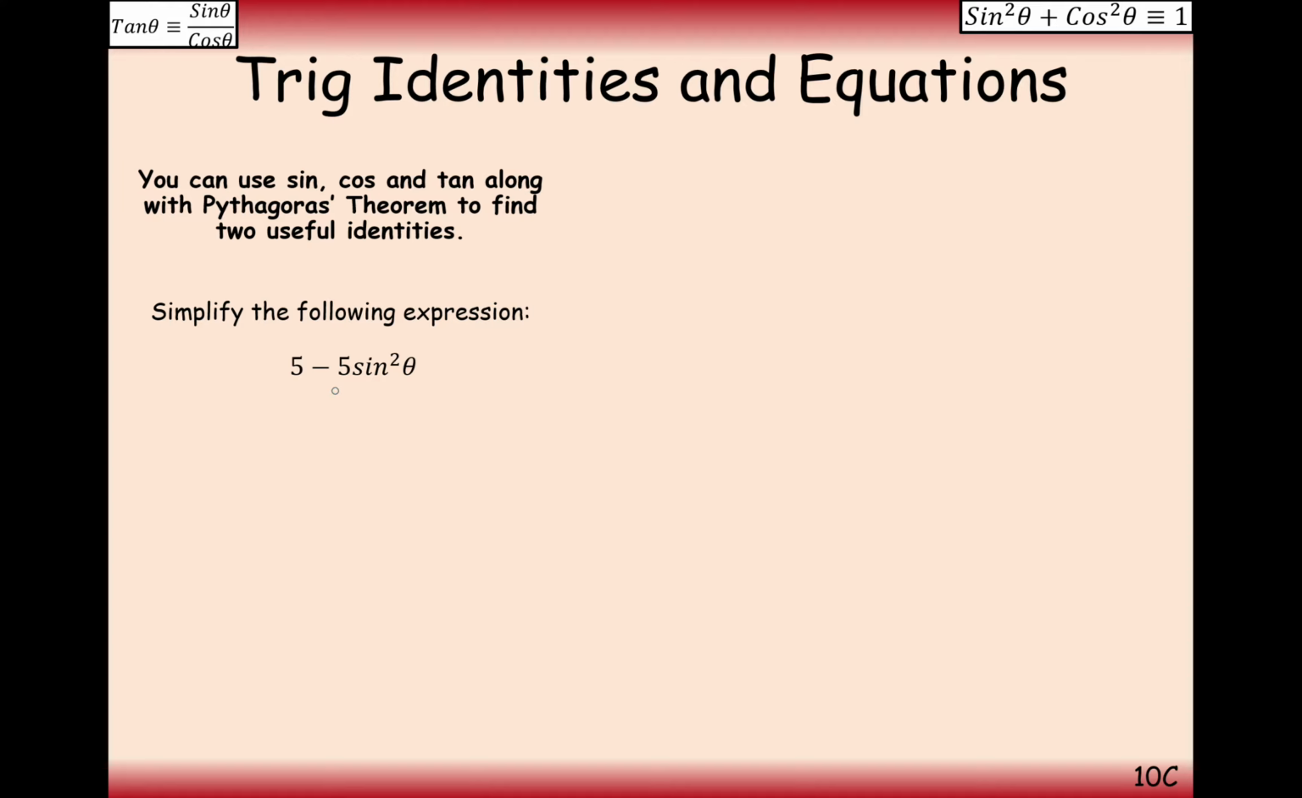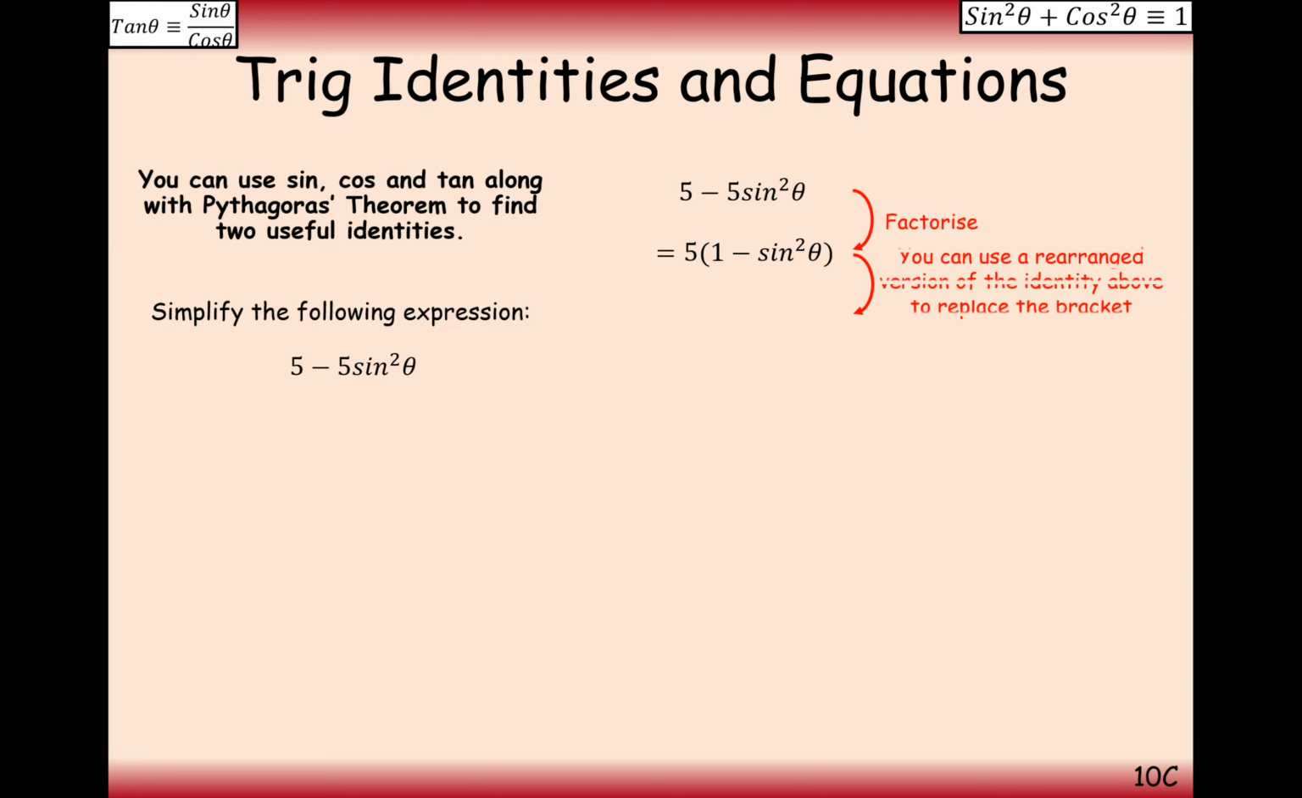Okay, what about this one here? Simplify the following expression, 5 minus 5 sine squared. Well, in this case what we can do is factorise, and we get two values of 5 here, so it's 5 bracket 1 minus sine squared. Now what we can do here is rearrange sine squared plus cos squared equals 1. And the reason it's got a triple equals sign on here is because it's an identity. It always works no matter what value we use for theta.